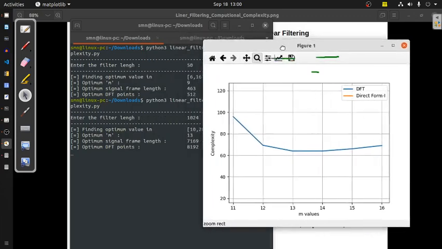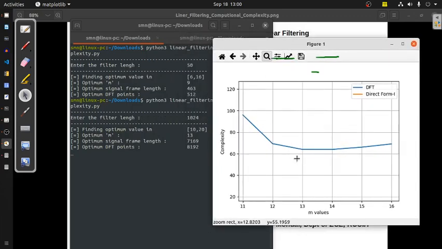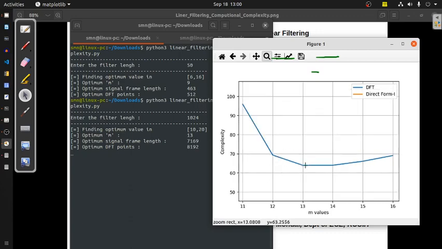So the optimum value is 13, and you can verify that. If it is not clear, I can go further. So 13 is basically the optimum value. If it is 13, 2 to the power 13 equals 8192 sample points should be considered for capital N, and the associated L value would be 7169. Okay, that's it for the computational complexity of linear time invariant system output computation.